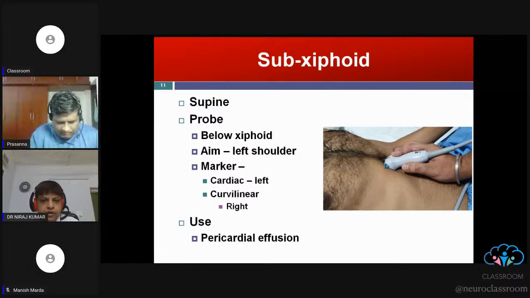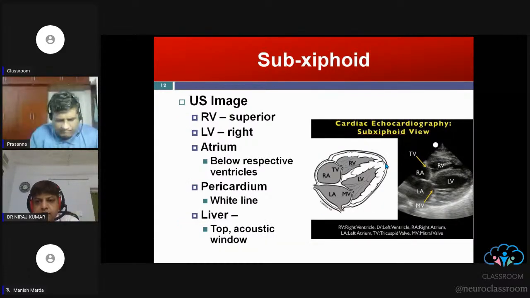So we have a video for this subcostal image. Image interpretation: the right ventricle is in the superficial portion of the image, and the liver comes in between. And just below the liver, you can see the left ventricle, and the respective atria just below the respective ventricles. In this view, this bright hyperechoic line is very important to recognize, because this is the pericardium, and if there is a fluid or any anechoic area within the pericardium, that means there is a pericardial effusion.